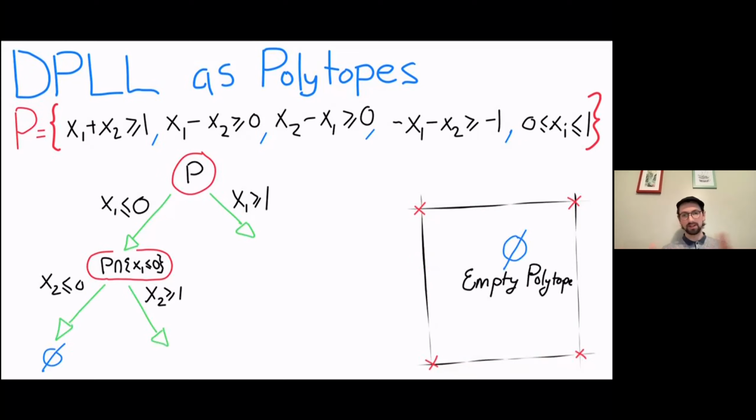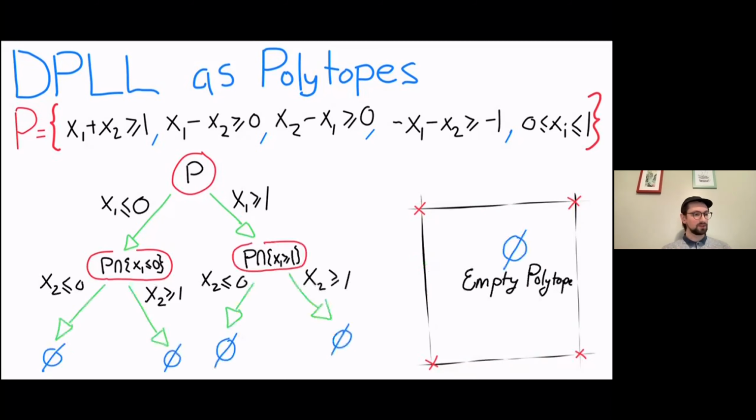And observe that this branching rule, where we're branching on whether x1 is less than or equal to 0 or greater than or equal to 1, preserves any integer points. If you had an integer point, it would satisfy one of these two. So it's only ruling out fractional points. You keep doing this, you derive the empty polytope at every leaf, and this is a proof of the fact that the CNF is unsatisfiable.